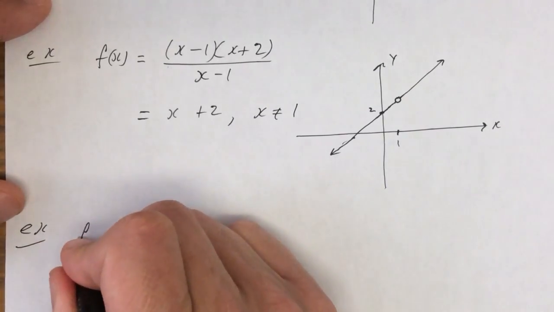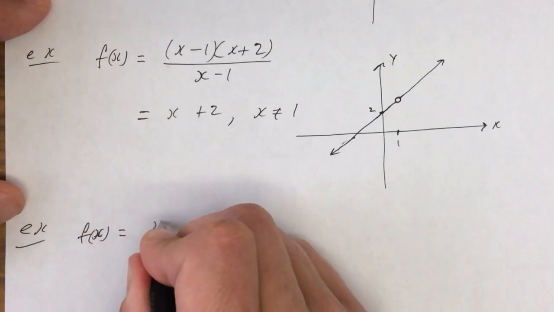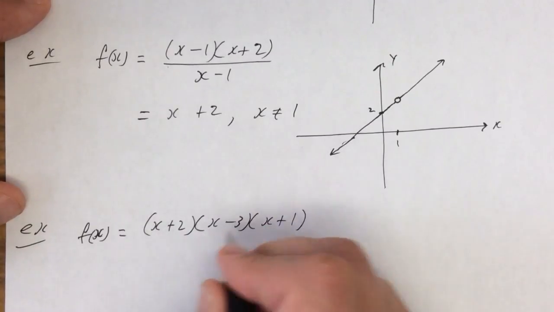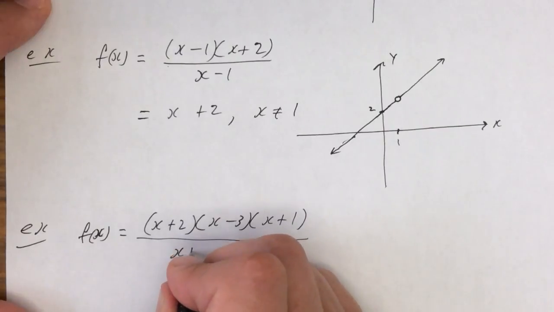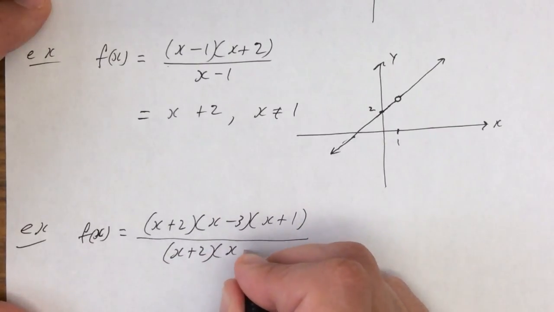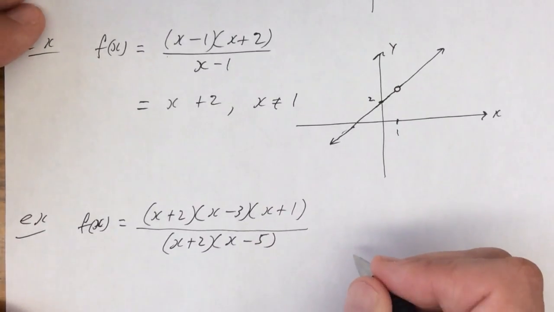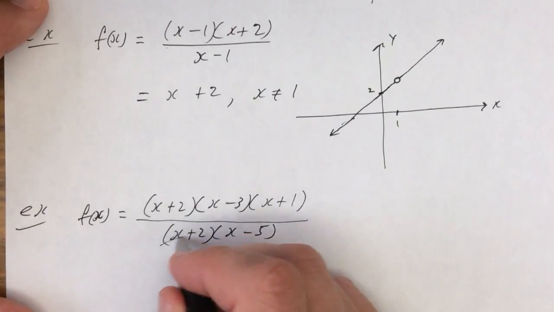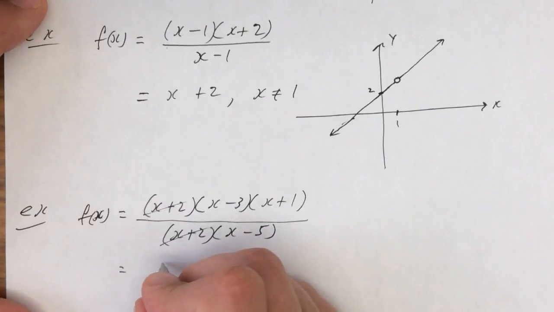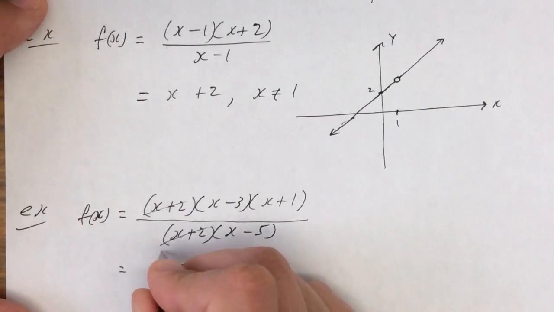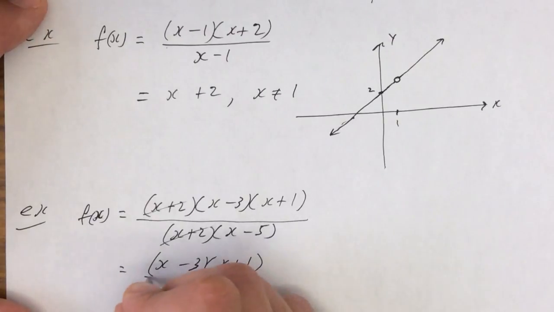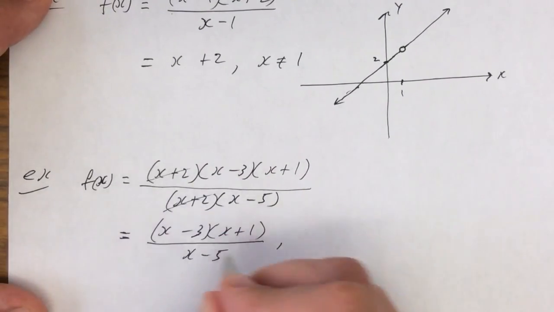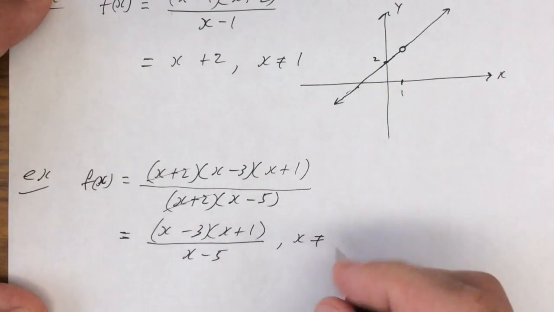Let's do f of x equals x plus 2, x minus 3, x plus 1, all over x plus 2 again, and x minus 5. If you had that, you notice that x plus 2 is a common factor between the two, so you cancel those out, and you end up saying this is x minus 3 times x plus 1 all over x minus 5, and you also have to write the restriction here, x cannot equal negative 2.